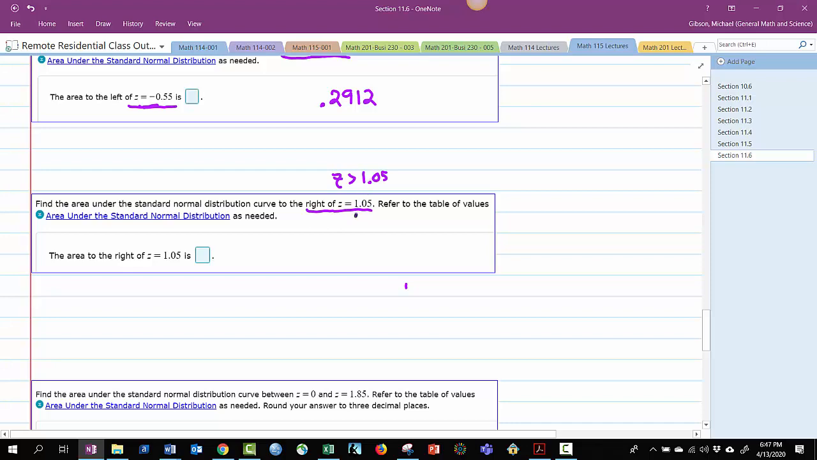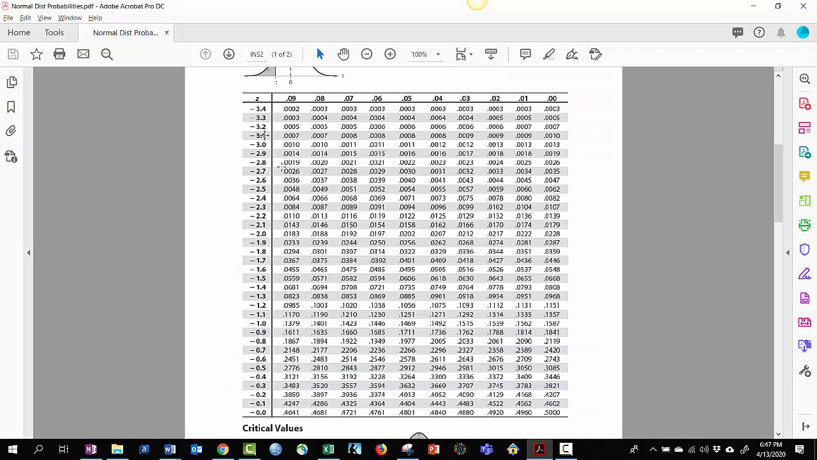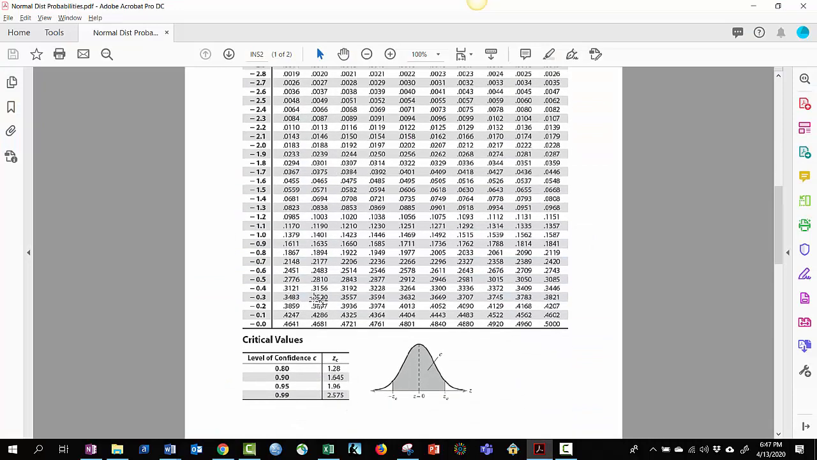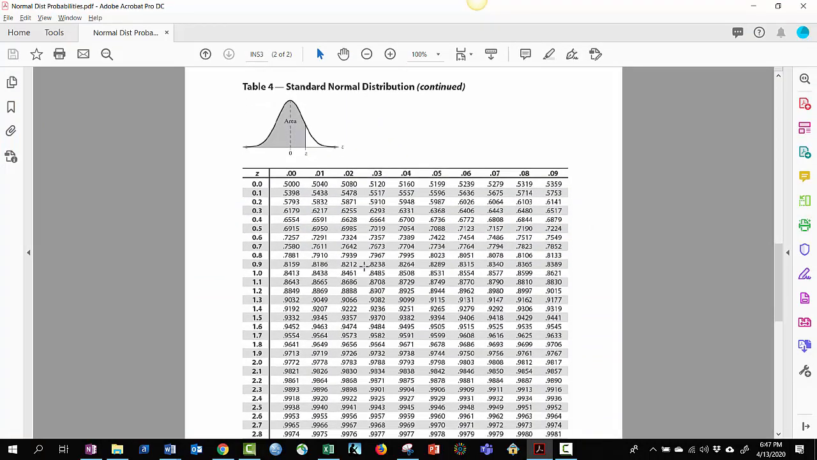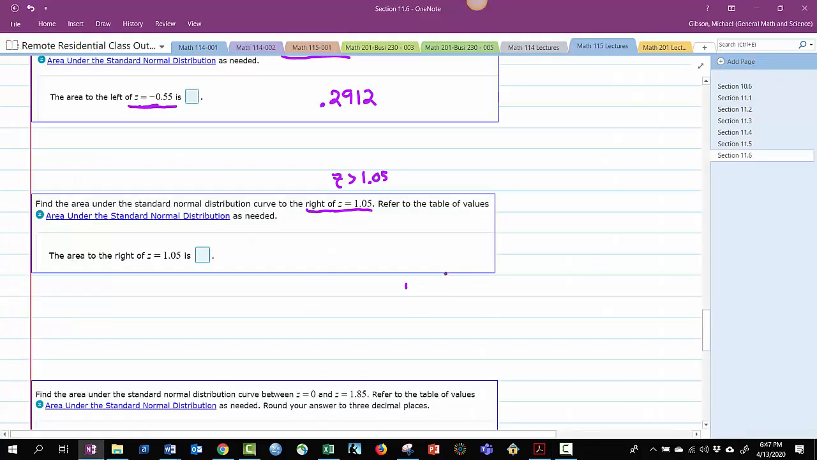So first we look up in the table for a z of 1.05. The first page is the negative z. The second, I'm just going to scroll down. The second page is a positive. All right, so 1.05 it says, 1.0, and then over to the 5. Looks like 0.8531. Now remember, the table gives me the probability of being less than that, right?